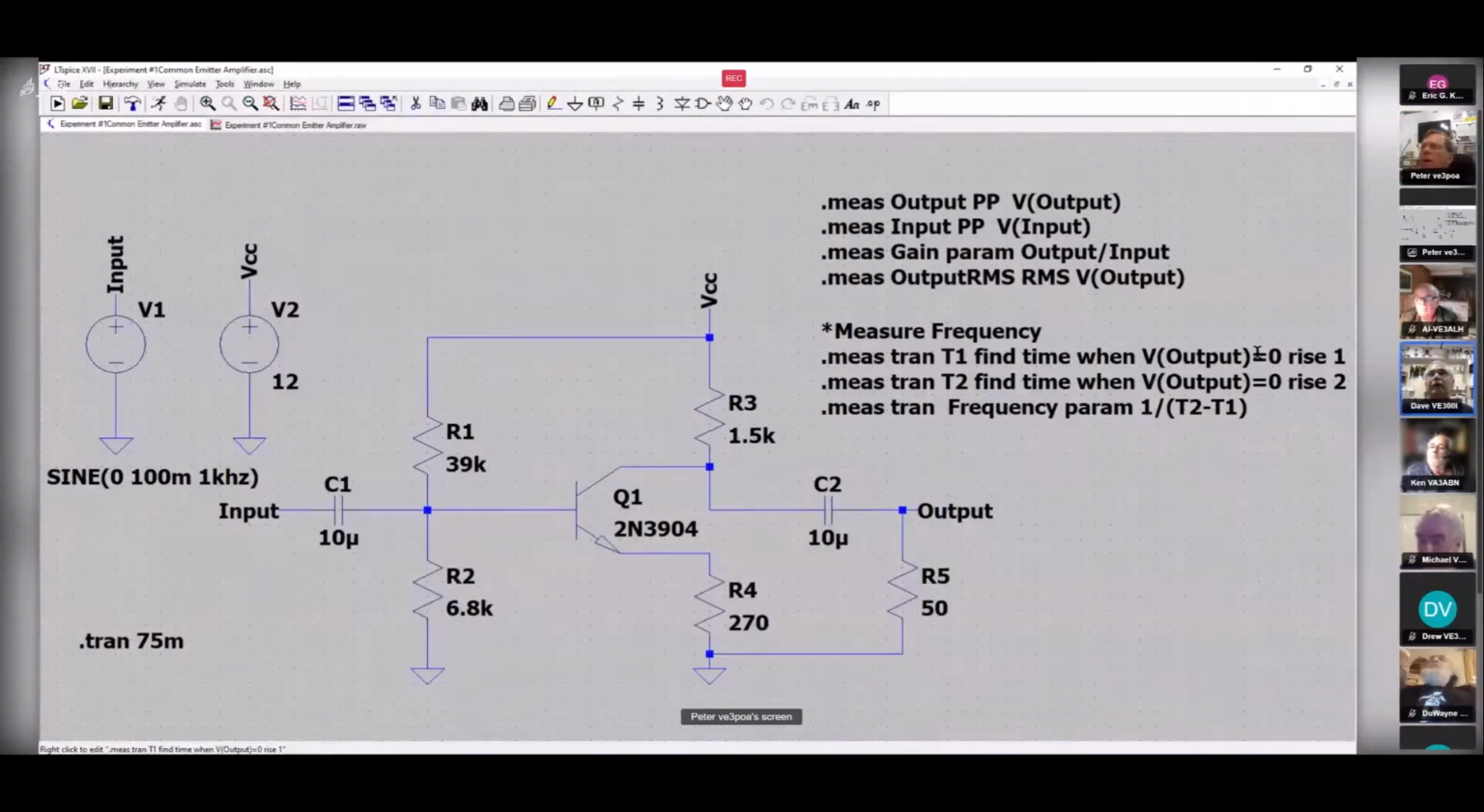No, I don't know. I'd have to look up the documentation. I think rise 1, rise 2 might be a definition you set up for a rising edge.